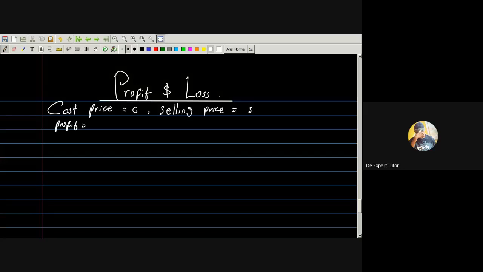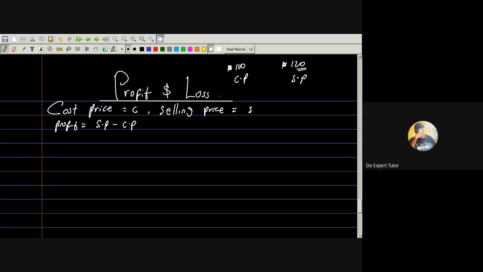As simple as that. The amount a trader got something for is the cost price, but to another person it is the selling price. If I bought a pen for 100 naira and sold it for 120 naira, you observe that there's a gain. That additional 20 naira is the profit. So profit is selling price minus cost price.